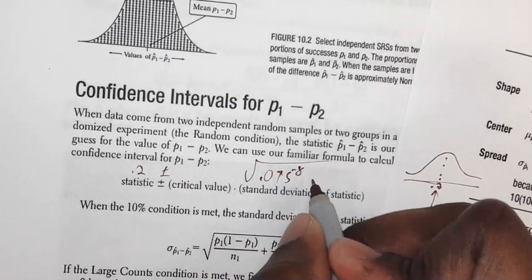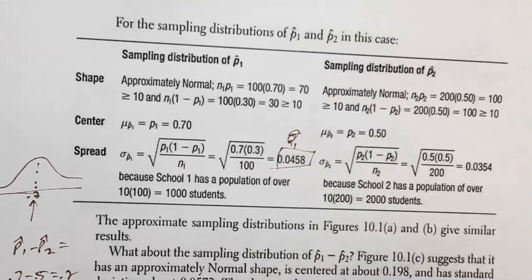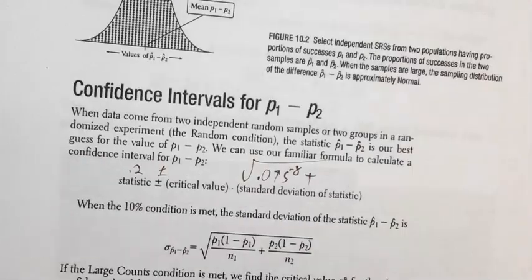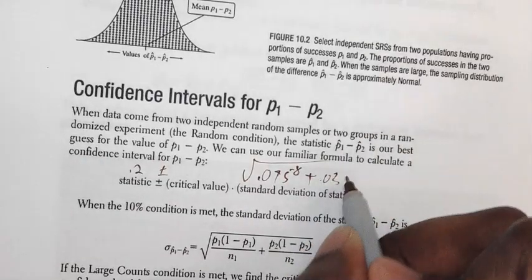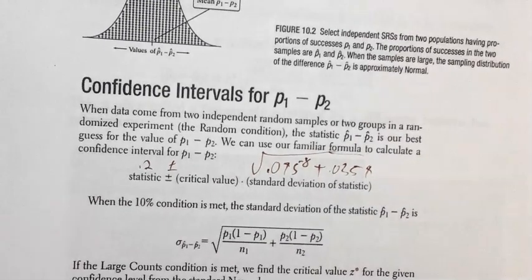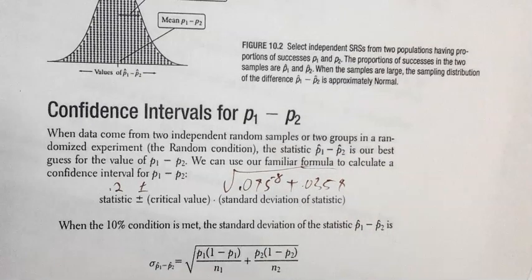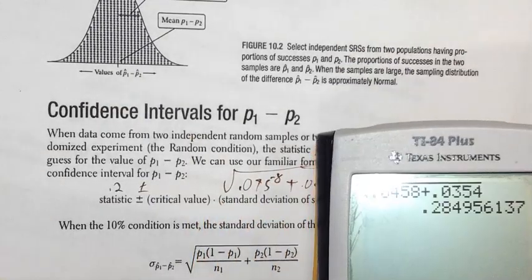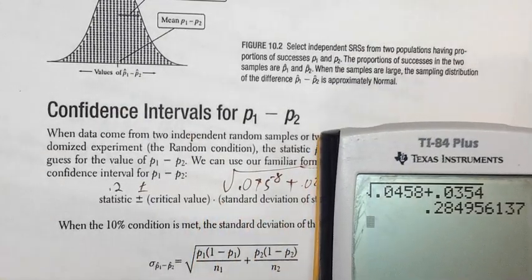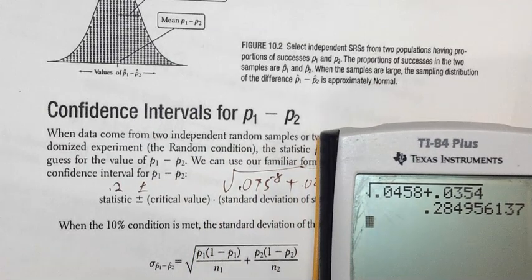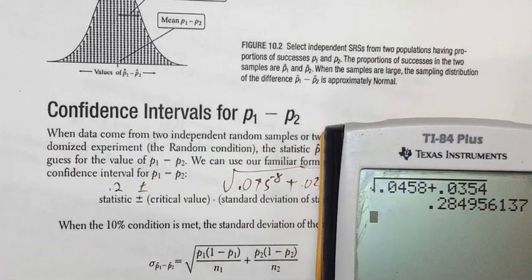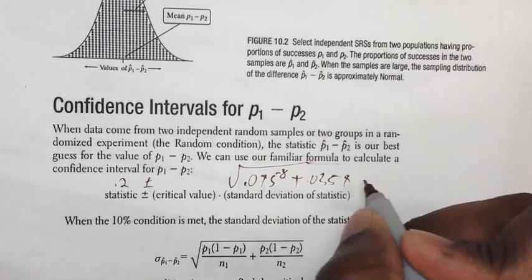0.0458, and then plus the other one, which is 0.0354. Add them, square root them, and that should give you the standard error there. If you plug that into the calculator, 0.0458 plus the other one, and you square rooted it, you should get about 0.284, about 0.285.